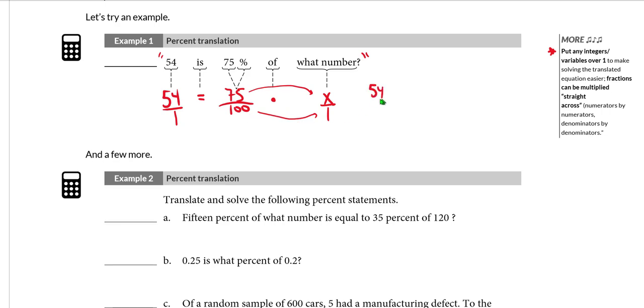So we're going to have 54 over 1 still on the left, and then on the right we will have 75x over 100. That's just 75 times x and 100 times 1. And then of course we are in a cross multiplication scenario here. So when we cross multiply, we get 5400 equals 75x, and then of course to isolate the x, we've got to divide through by 75, and we are obviously going to do 5400 divided by 75 in the calculator.